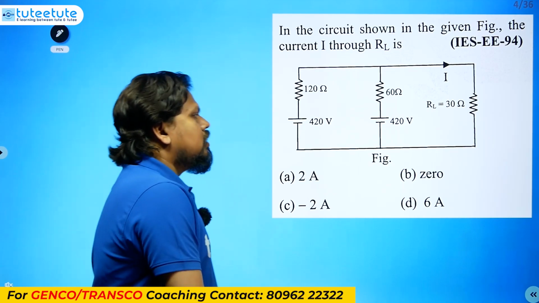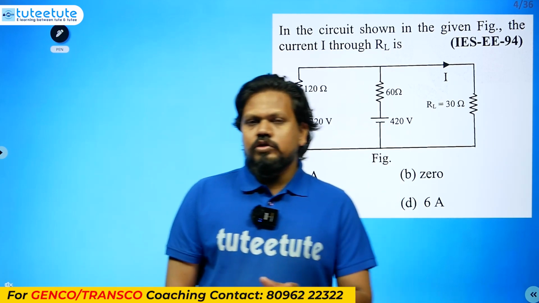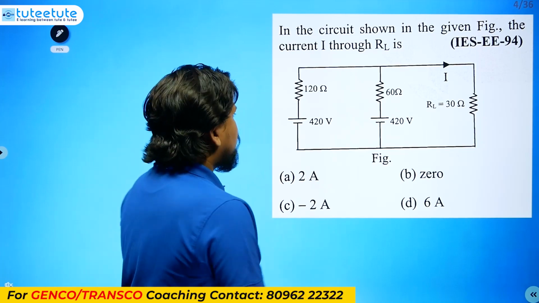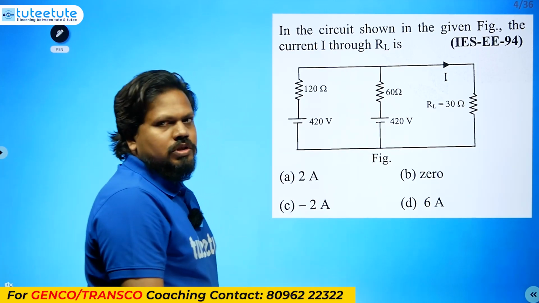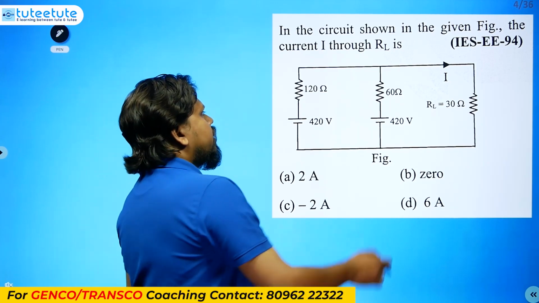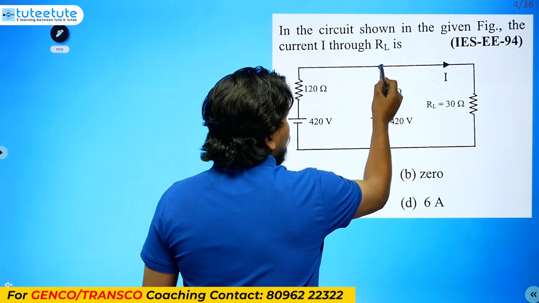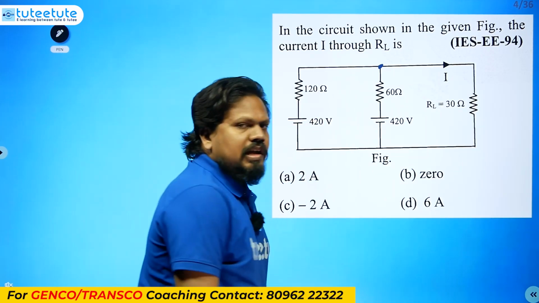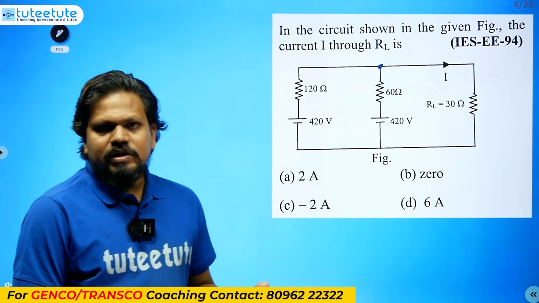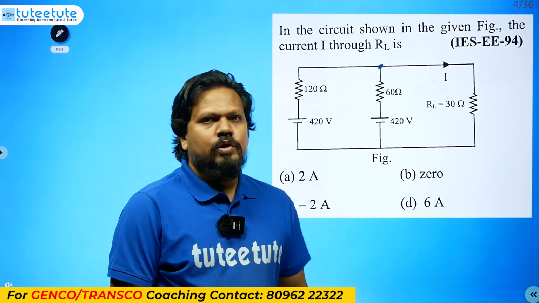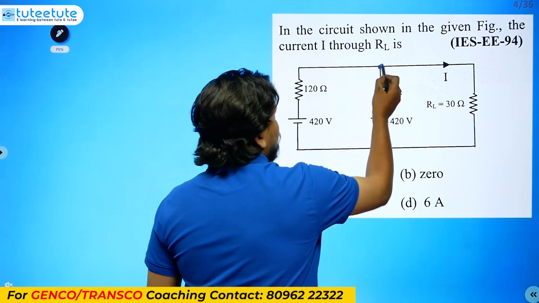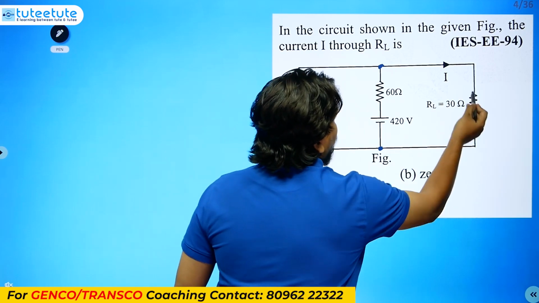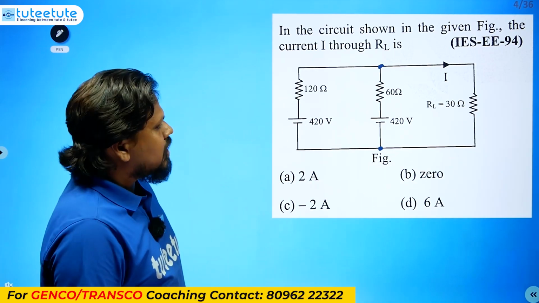This is a simple question, so we can use any of the methods. I will give you some analysis of which method to apply in the examination. See, two sources are there, so we can apply the superposition theorem. But we also have principal nodes here. A node where more than 2 elements are connected is called a principal node. Here 3 elements are connected, so this is a principal node, and here also 3 elements are connected, first, second and third, so this is also a principal node.